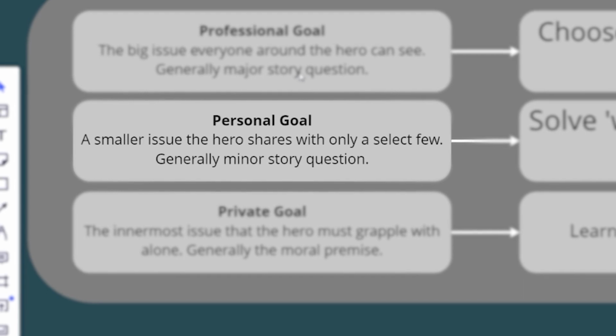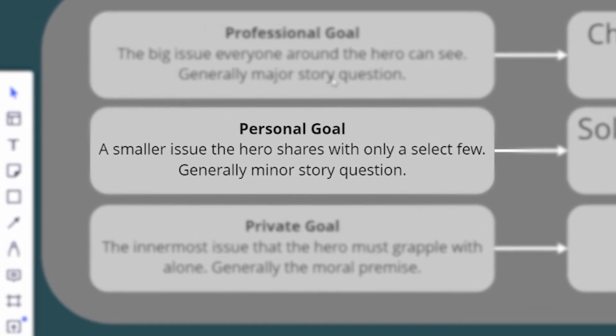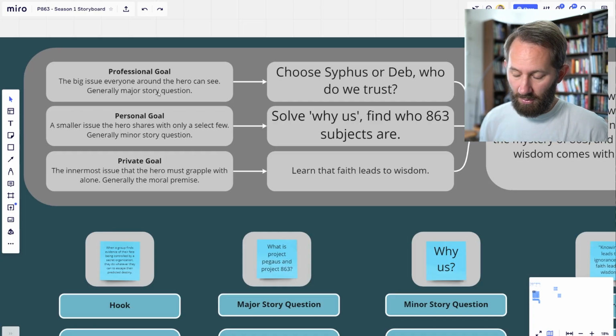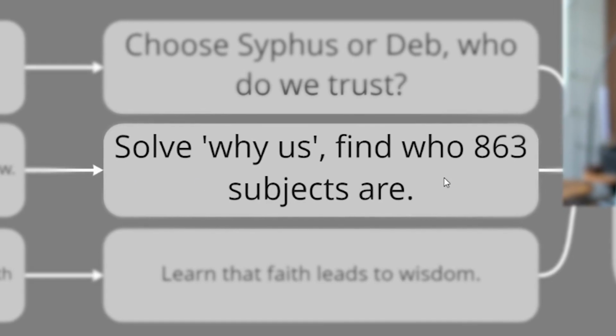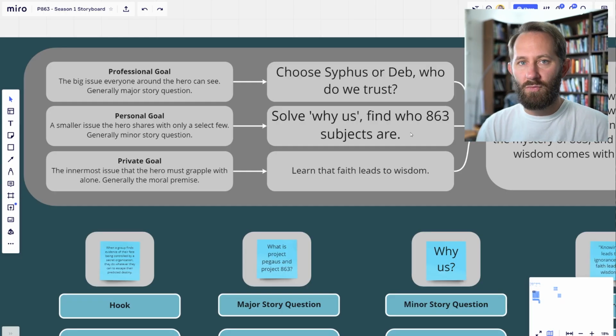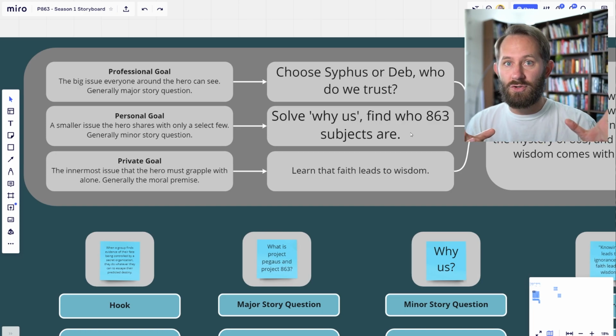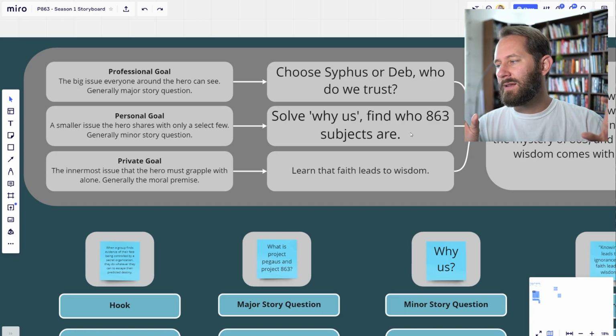The second thing is the personal goal, a smaller issue the hero shares with only a select few, generally a minor story question. It's the personal goal, the one that the hero really, really wants to uncover. It's kind of teetering between conscious and unconscious. Solve why us, find who 863 subjects are. So the idea for season 1 was that the personal goal was why us? Yeah, I know we have to choose between, let's say Cyphus or Deb, who we thought was Cyphus at the time. But why do we even have to choose at all? We need to understand why we're wrapped up in this, right?